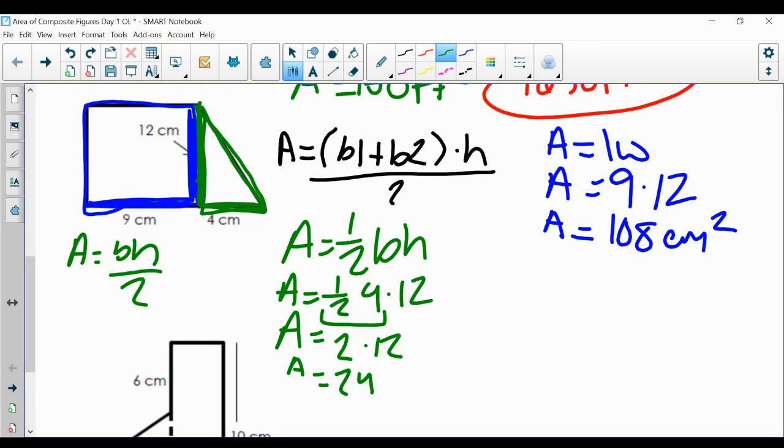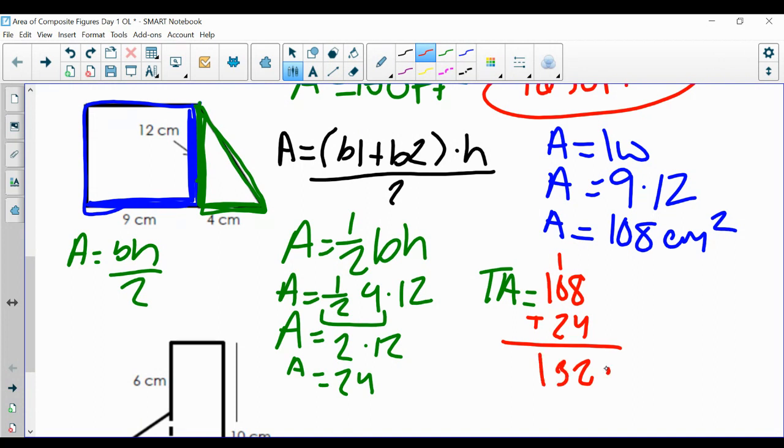Okay? So then for your total area, you take 108, add it to 24, and you get a final answer of 132, which is what we got before, correct? Very good. So it just shows you that both ways will give you the same answer.